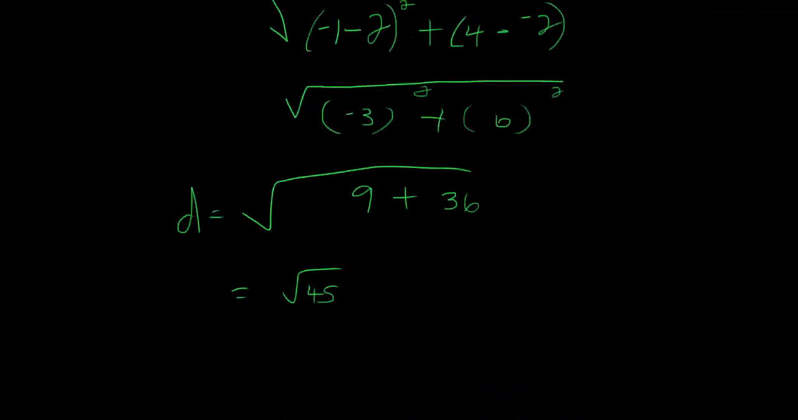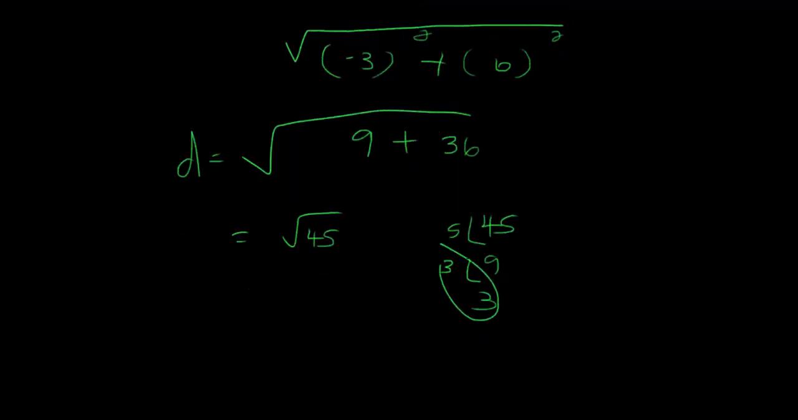And if we want to simplify the radical, because 45 is not a perfect square, we would say 45 divided by 5 is 9, and 9 divided by 3 is 3. So since the 3's repeat, it's 3 square roots of 5.